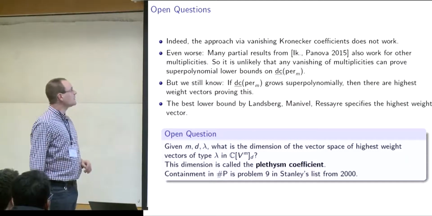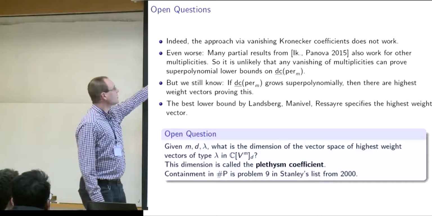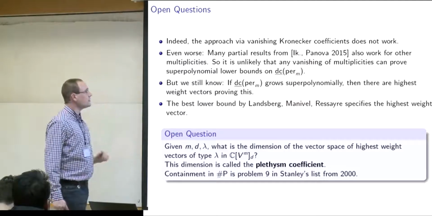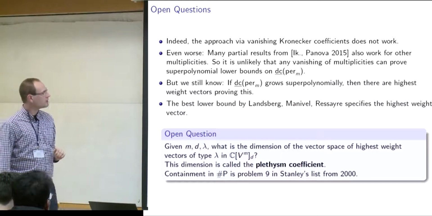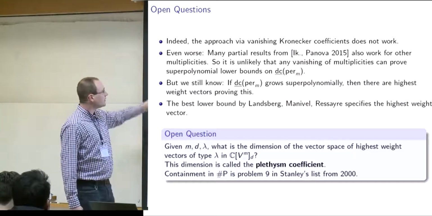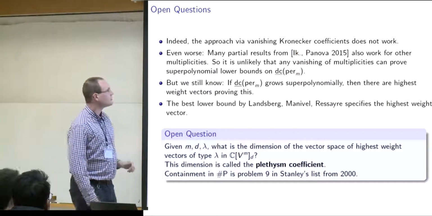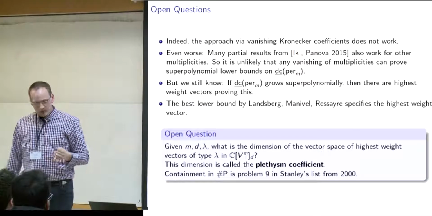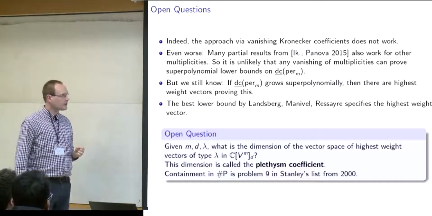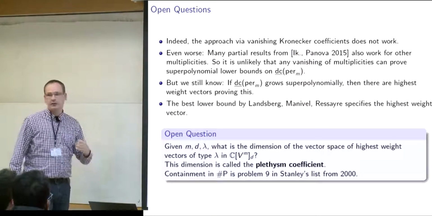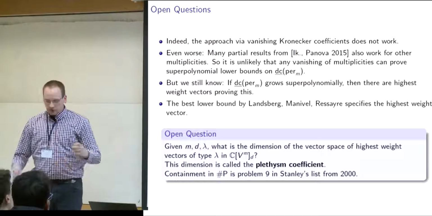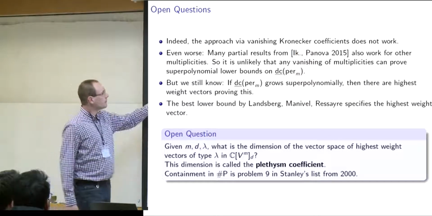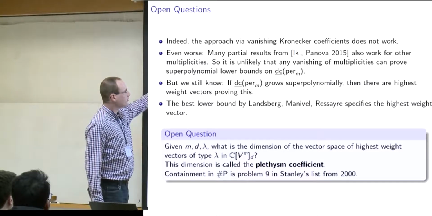So, open questions. Indeed this approach now doesn't work with the vanishing of Kronecker coefficients, right? And it's a bit worse actually. It's not only that it doesn't work for Kronecker coefficients, but I want to say that this paper contains many partial results that work for other multiplicities as well. If you don't only look at these Kronecker coefficients, but look at the m lambdas that were in Greta Panova's talk, if you only look at vanishing or non-vanishing of the m lambdas, then a lot of properties carry over to these m lambdas.